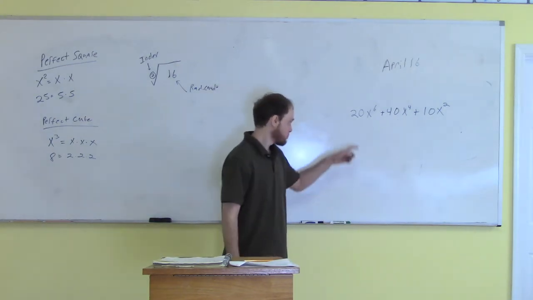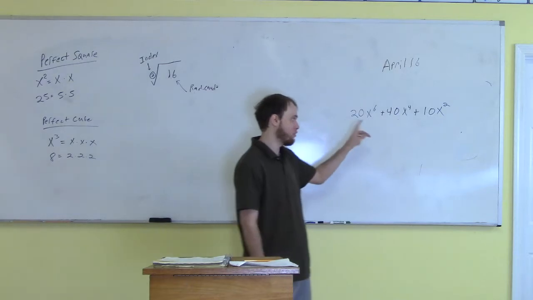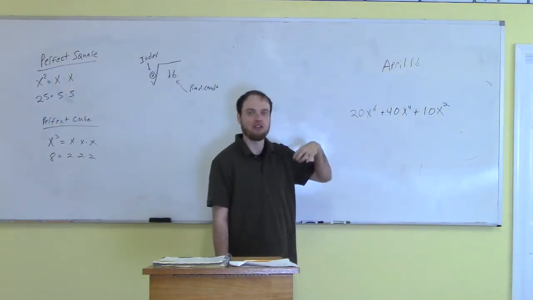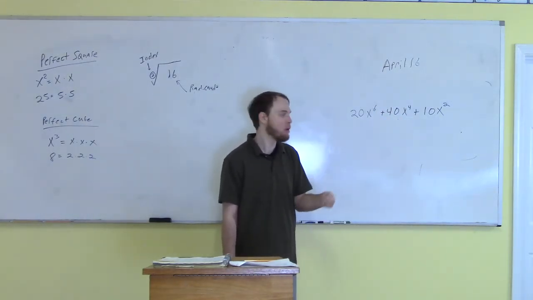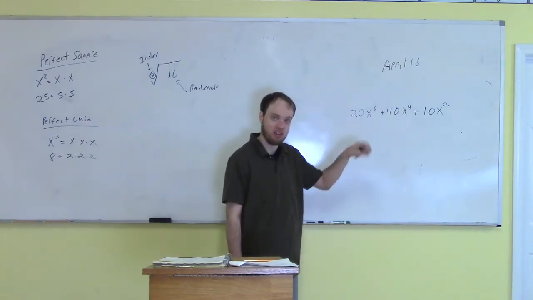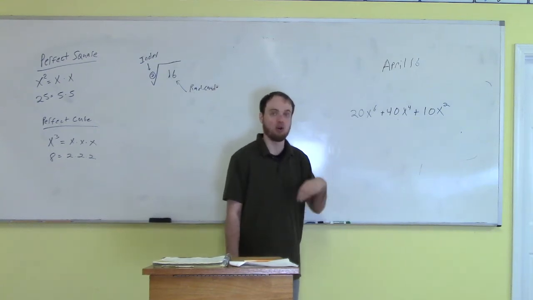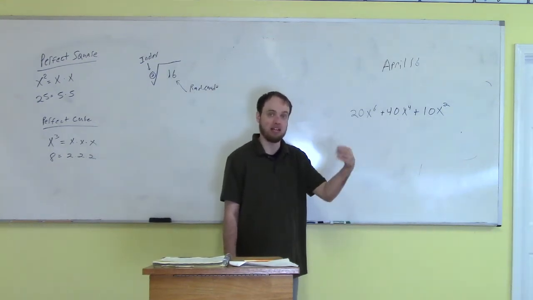And so for this one, do the number first. So I'm going to look at the 20, the 40, and the 10 and say, okay, what's the biggest number that can go into all of them? Remember, the first thing you want to do is take the smallest number and see if it'll go into the others. If it does, then that's the number you pull out. If it doesn't, then you say, okay, what's the biggest number that will go into it and the other ones.